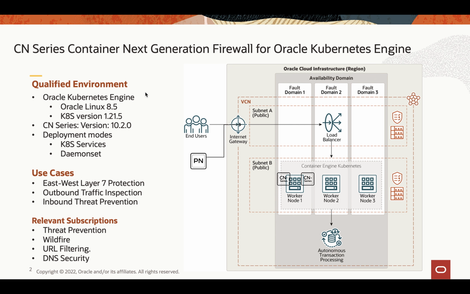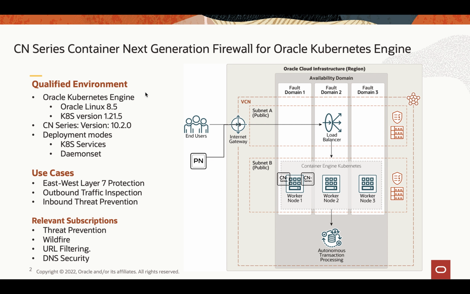We qualified 10.2 version. You can deploy in two different modes, either in service mode or a daemon set mode. You can support multiple use cases like east to west, layer 7 protection, outbound traffic inspection, or inbound threat prevention. You can subscribe to multiple feature set subscriptions like threat prevention, WildFire, URL filtering, and DNS security.